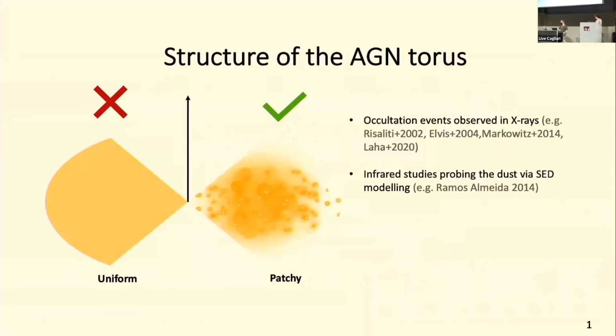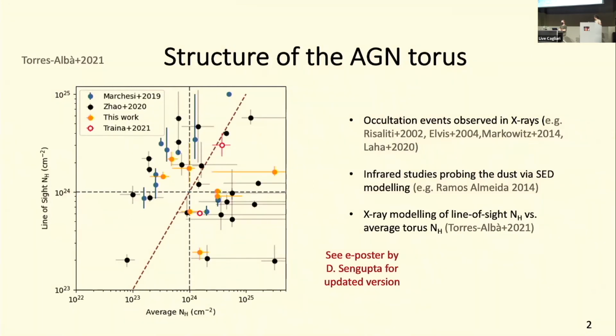After the talks that we have had this morning, I hope that everyone is very convinced that the torus is indeed patchy. We have seen occultation events in X-rays. We also need to use clumpy models in order to reproduce the SED in the infrared. And this particular plot that Stefano showed shows that for the sample of obscured AGN that we have analyzed so far, when we model the average torus column density and the line of sight column density, they do not match. In fact, they almost tend to avoid this one-to-one relation, shown here as the diagonal line, quite systematically.